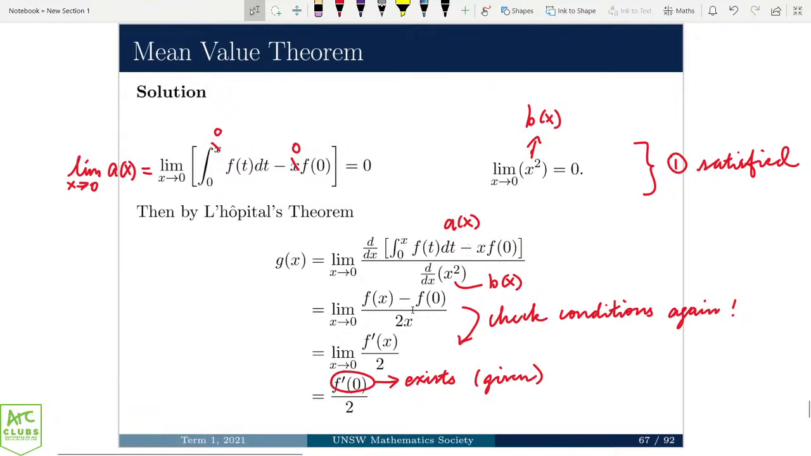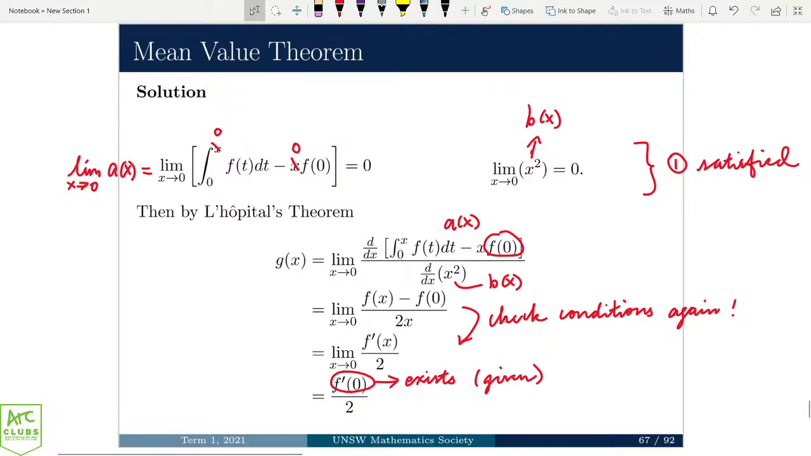If we apply the derivative to both of our functions, then we end up with, by the fundamental theorem of calculus, f(x) minus f(0), because f(0) is just a constant, so we get rid of the x. And then for the denominator, b(x), we just end up with 2x. But then this is also hard to evaluate as well.